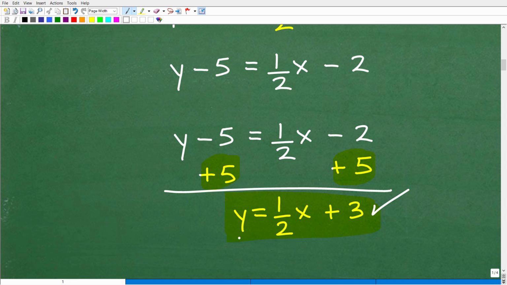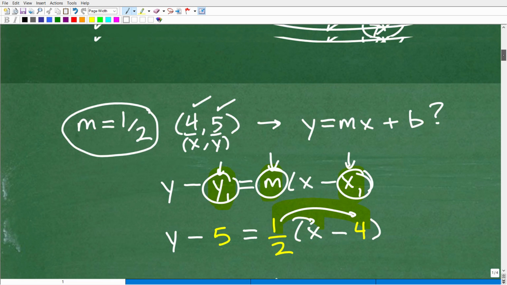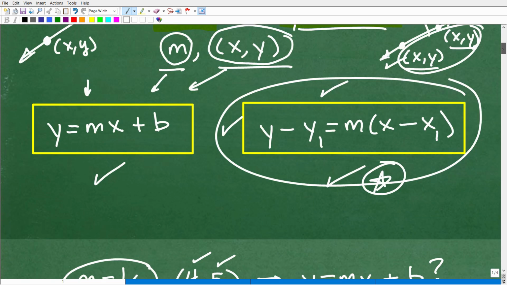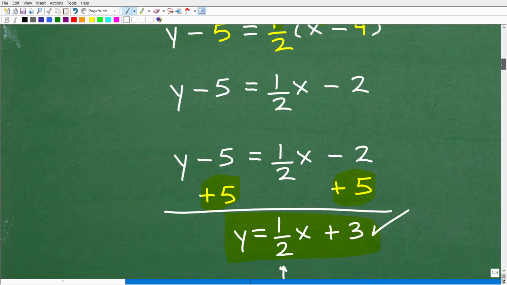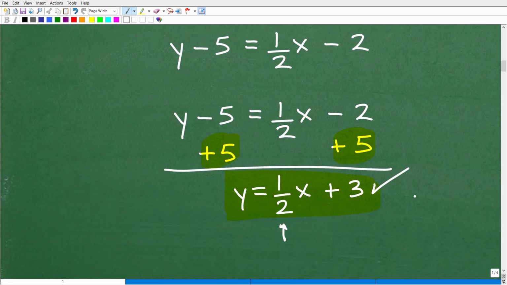So here is an equation of a line. It has a slope of 1/2, and it also goes through that point. The point is 4, 5. So this line right here, if you were to graph it, would go through the point 4, 5.